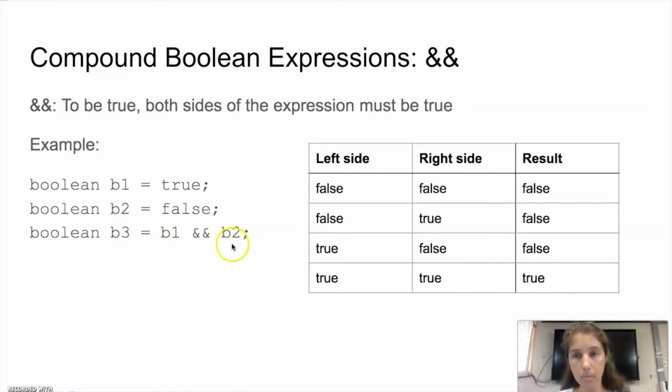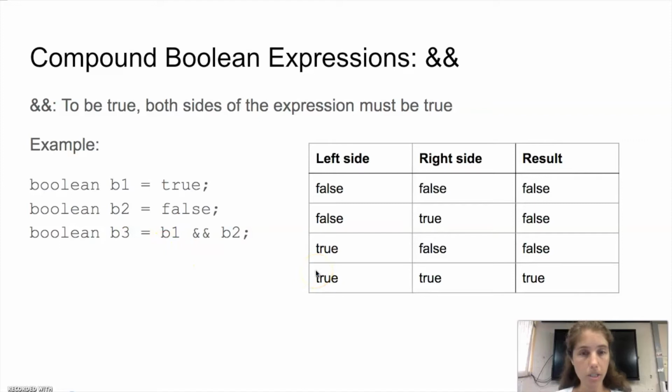The AND operator requires that both sides of the compound expression are true in order for the entire expression to be true. So that means both sides, B1 and B2, would have to be true in order for this expression to be true. But in this case, B1 is true, but B2 is false. So that means that the entire compound expression is going to evaluate to false. So B3 gets the value false.